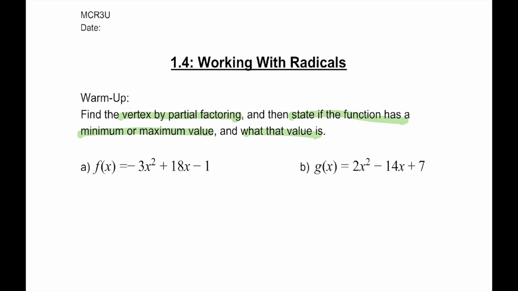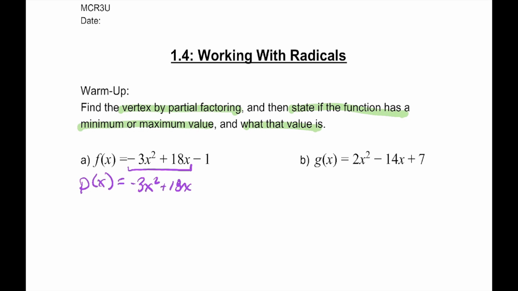So in order to partial factor, again, we create another function. I call it p of x, it's short for partial. And again, we only take the x squared term and the x term because we know that these two functions are going to have the same x coordinate of the vertex. So that's what we sort of discovered last unit.